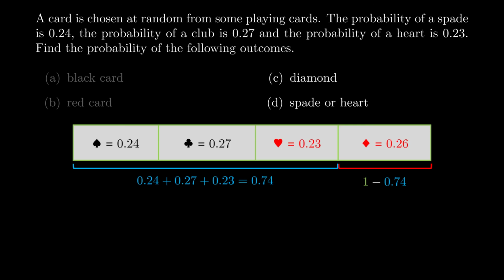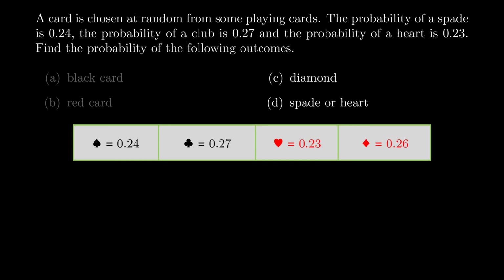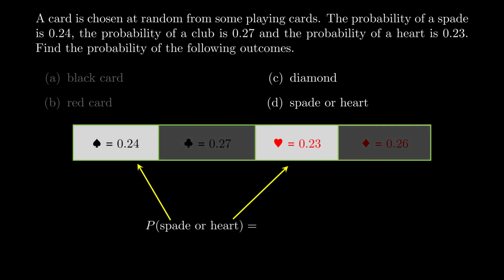What about part D, spades or hearts? If we want a spade or a heart, that means we want one of these two. Well, that means we can just add them up. So that's going to be 0.24 plus 0.23, which gives us 0.47. So no need to do any subtraction for that one.